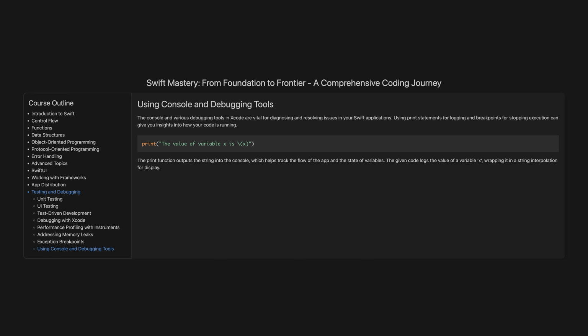Using console and debugging tools. The console and various debugging tools in Xcode are vital for diagnosing and resolving issues in your Swift applications. Using print statements for logging and breakpoints for stopping execution can give you insights into how your code is running. The print function outputs the string into the console, which helps track the flow of the app and the state of variables.